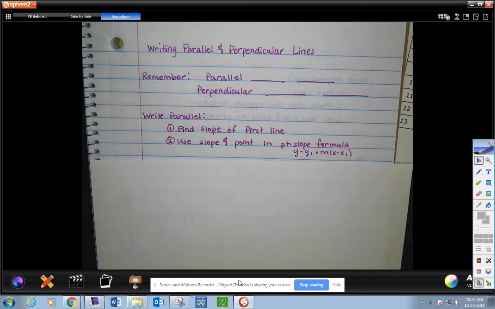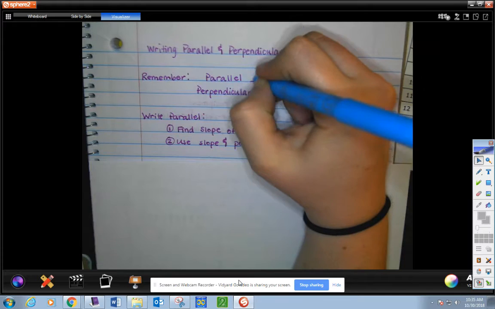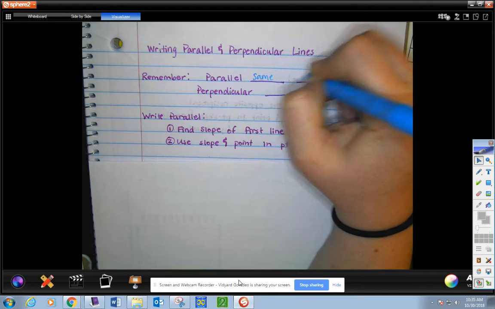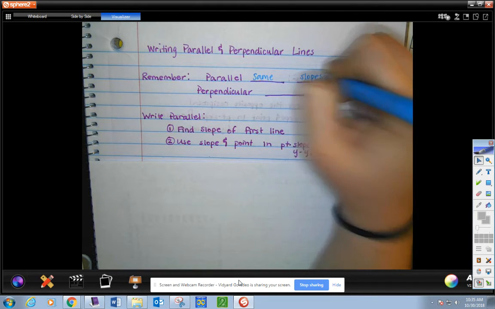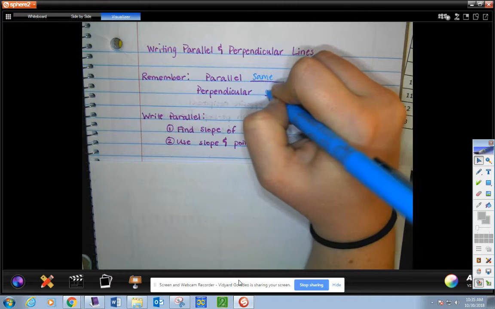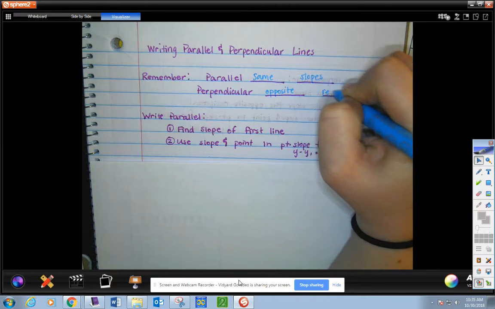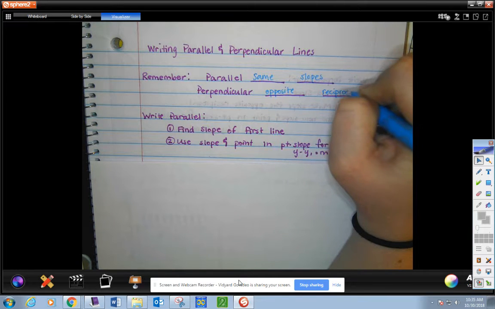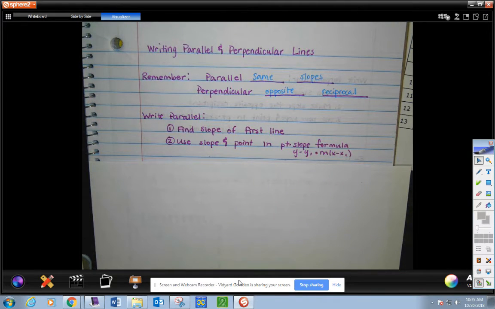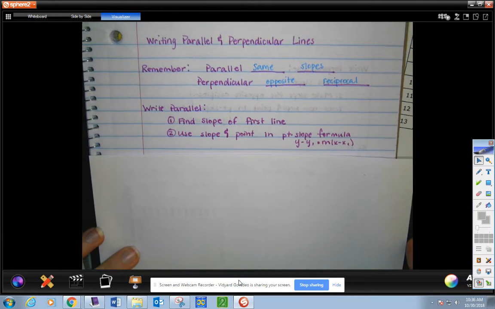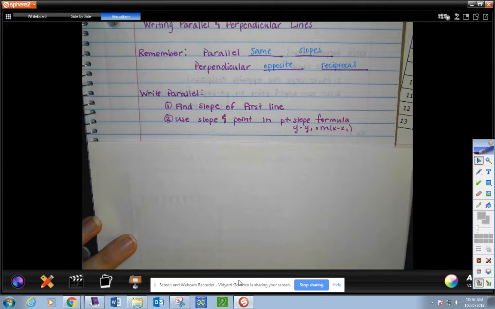Okay, so from the other day, I need you to remember or recall that parallel lines have the same slopes, and perpendicular lines have opposite reciprocal slopes. Remember, opposite reciprocal just means change the sign, flip the fraction. First thing we're going to talk about is writing parallel lines.